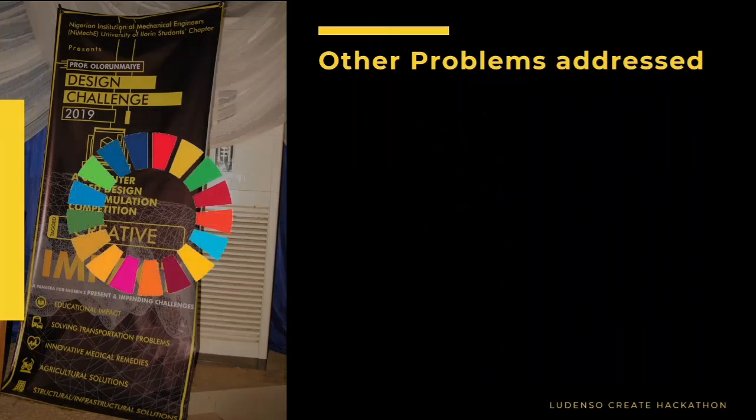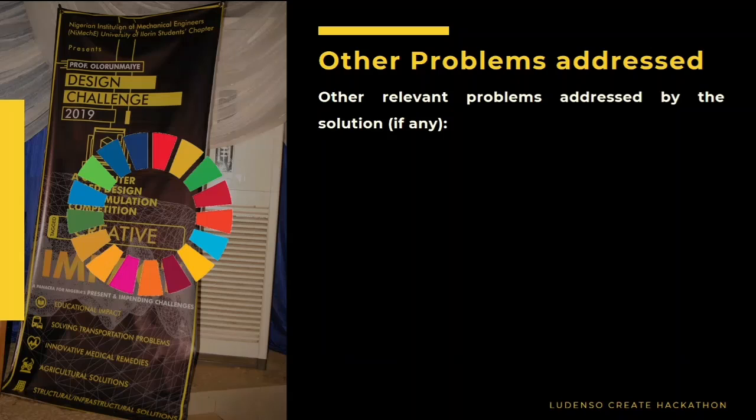And what are the other relevant problems your solution addresses? You could also add other relevant problems. It is not compulsory that you add them, but if you have any other relevant problems that this solution addresses, you could decide to add them. But this is not mandatory, this is not necessary.